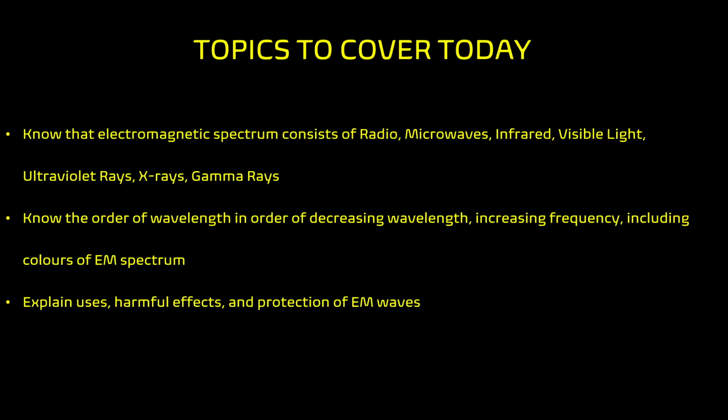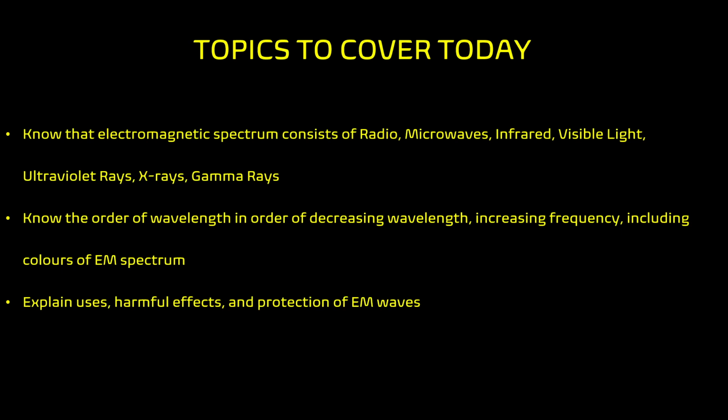So the topics that we are going to cover today: we should know that the electromagnetic spectrum consists of radio waves, microwaves, infrared rays, visible light, UV rays, X-rays, and gamma rays. These are the different types of waves in the electromagnetic spectrum that you should be concerned with in IGCSE Physics.